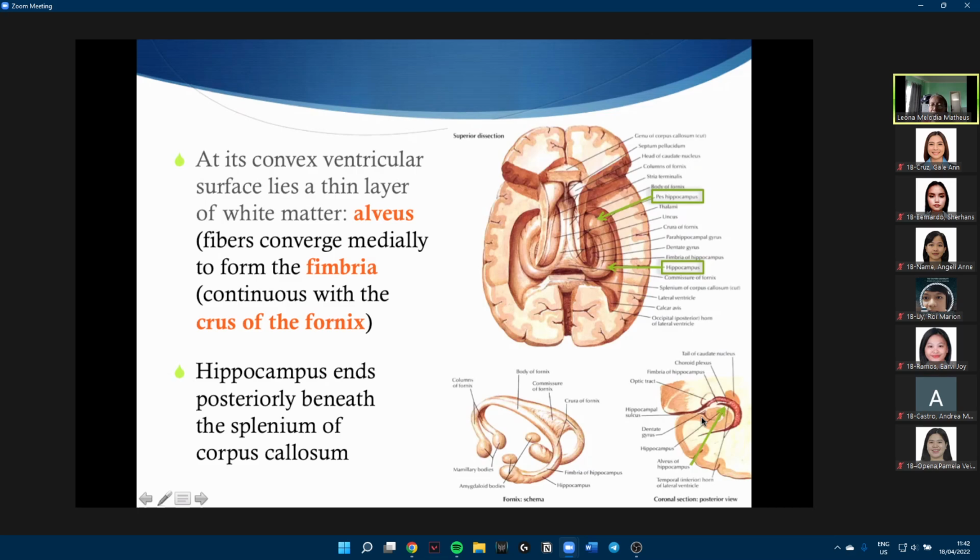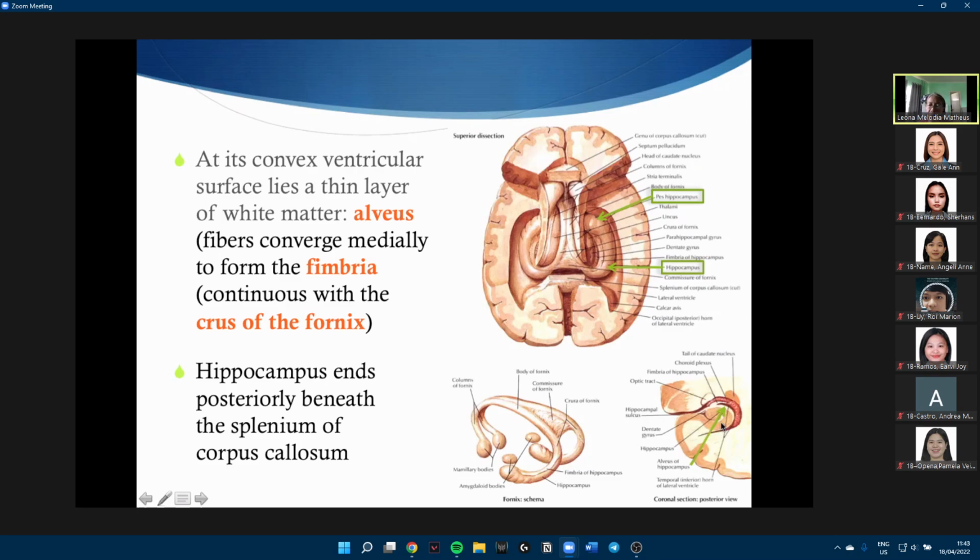Now, what I'd like to show you next is the white matter that you will see in relation to the hippocampus. Firstly here, at its convex area related to the ventricle, the ventricle is at the back of it, that space there. You find here at the convex surface what we call the alveus, a thin layer of white matter. The alveus will then turn medially to form the fimbria.